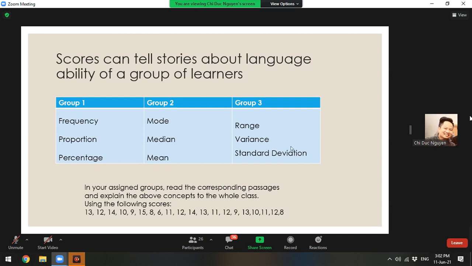Okay, and now, what about the range? What about the range, variance, and standard deviation? Anybody who knows about these three concepts? This one is the most challenging one. And this one will tell us more about the distance from one student to another student.